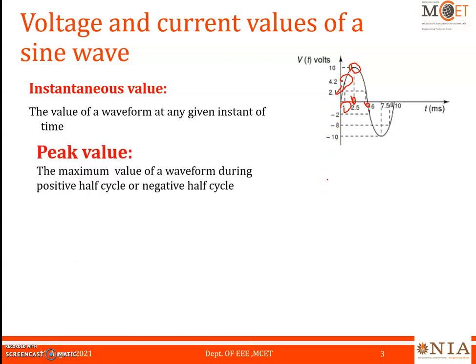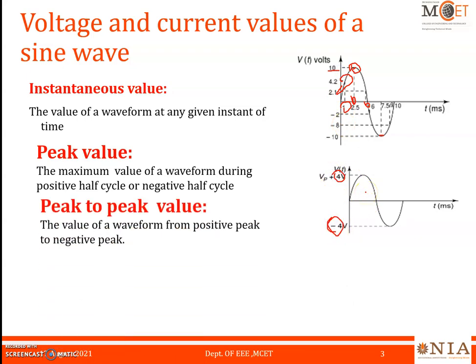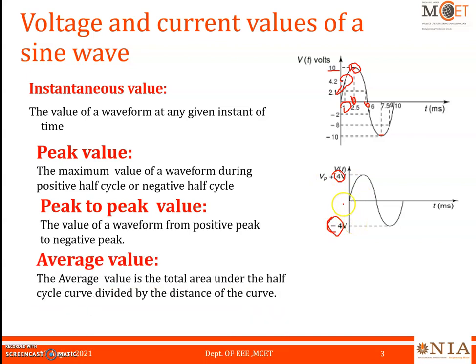Next one, peak value. The peak value is the maximum value of the waveform during the positive cycle or the negative cycle. So here the peak value is 10. Here it is plus 4 and minus 4. So this is the peak value of the waveform. Next one, peak to peak value. It is the summation of the positive peak plus the negative peak. So for this waveform, the peak to peak value is 8 volt.